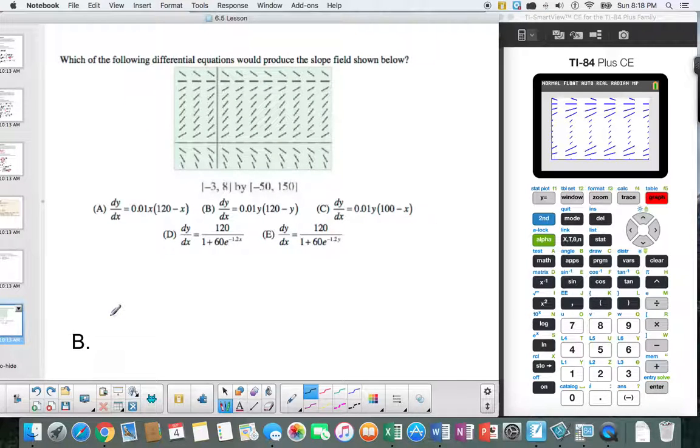Here's another problem that uses the slope field, and they want us to find the differential equation. Well, we can eliminate these because this is actually the mathematical model, not the differential equation. And remember, the differential equation depends on the amount itself. So having any x's involved doesn't make sense. So the only one left is this one that follows that model.